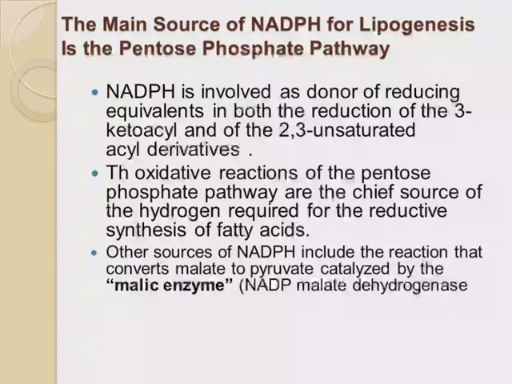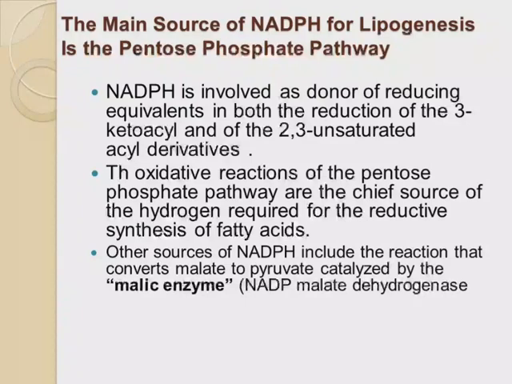Now the main source of NADPH for lipogenesis is the pentose phosphate pathway. We said at the beginning of the lecture that the main source of NADPH is the pentose phosphate pathway, which is also the hexose monophosphate shunt. So NADPH is involved as a donor of reducing equivalents in both the reduction of 3-ketoacyl and the 2,3-unsaturated acyl derivatives. So we need it in the reduction steps. So NADPH is used as a donor of reducing equivalents in the reduction reactions.